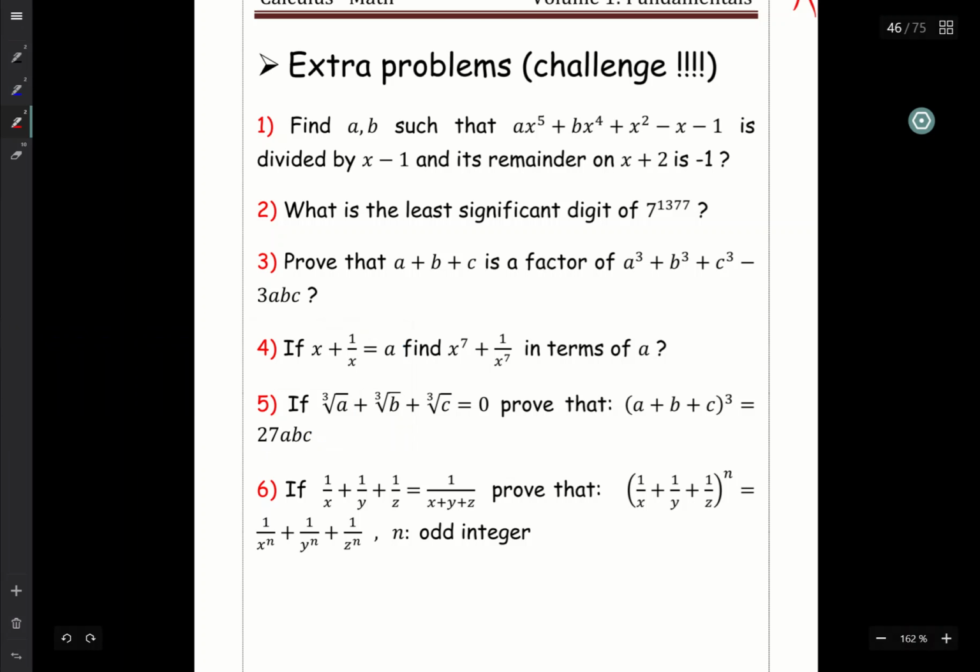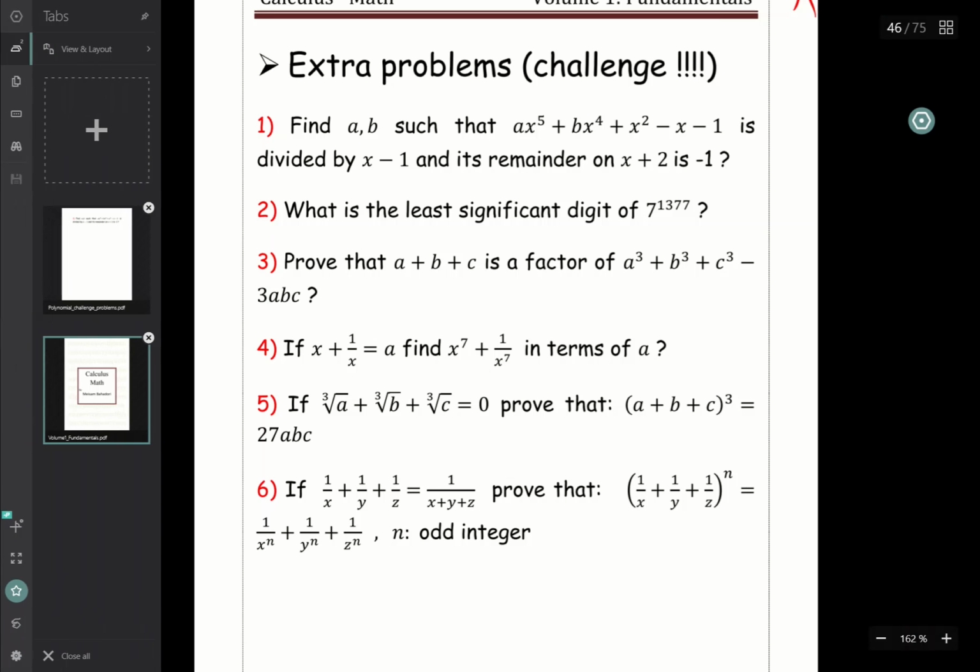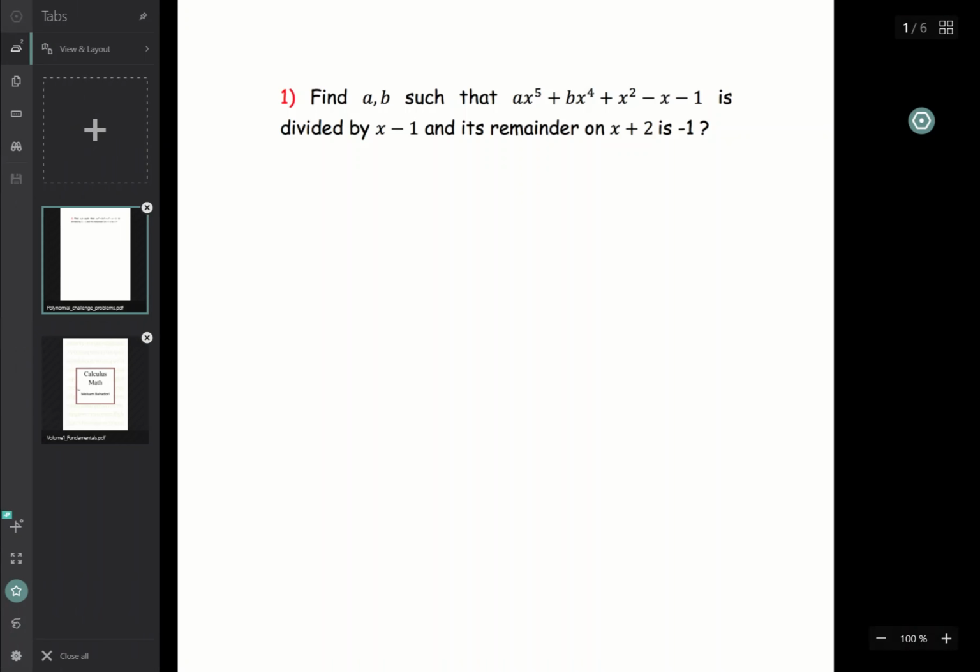Hello and welcome back. In this lecture, we're going to solve some hard problems on polynomials. And as I mentioned previously, you can skip this part, and skipping this part doesn't really hurt the progress of learning. But these are interesting questions, and I'm going to solve them in this lecture. So I have them in another file.